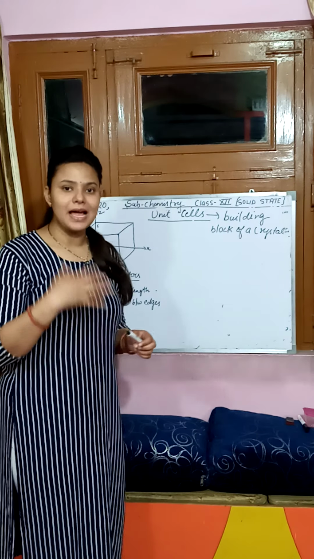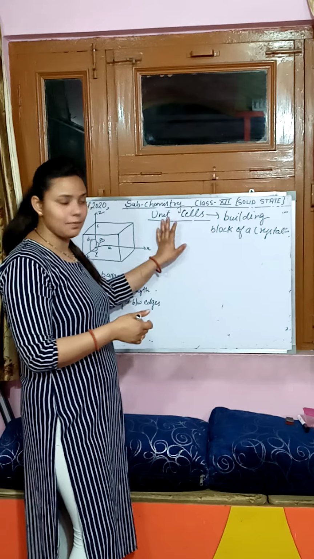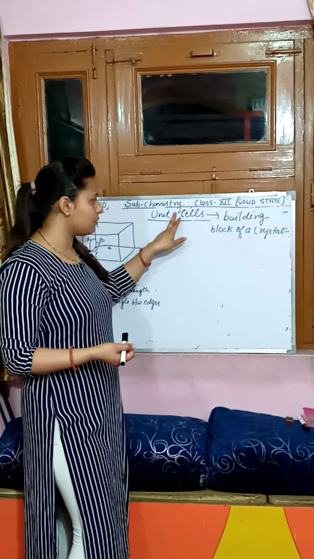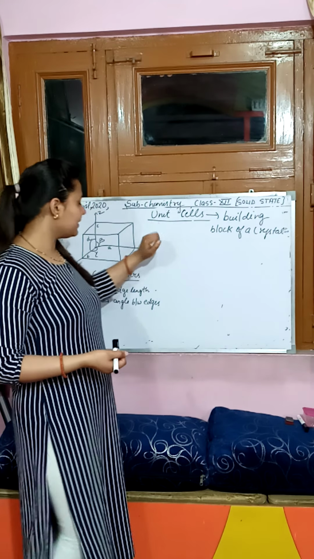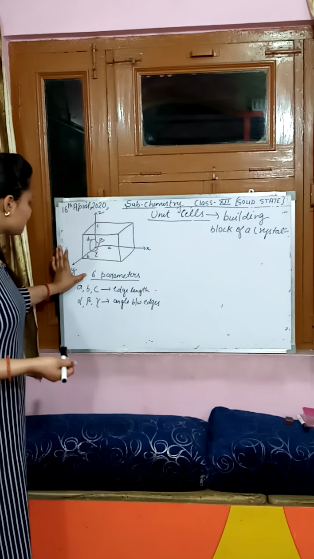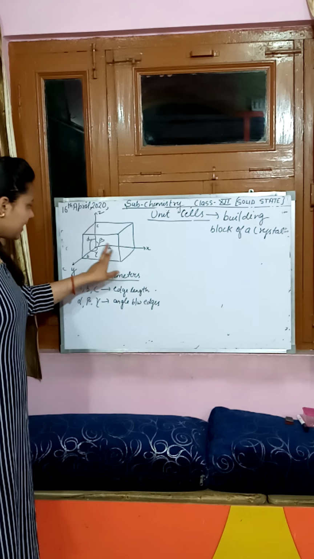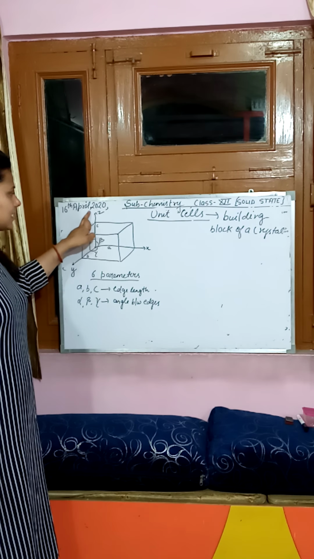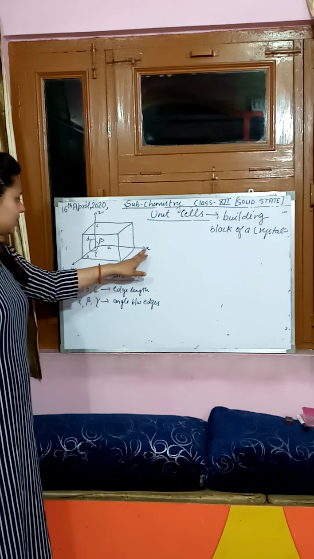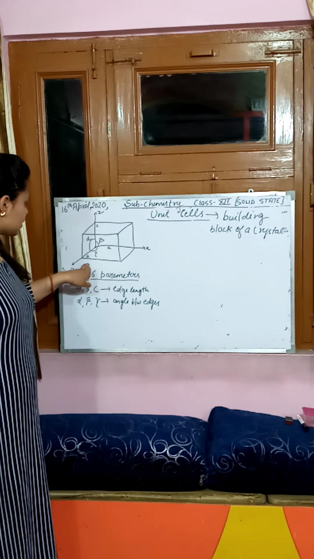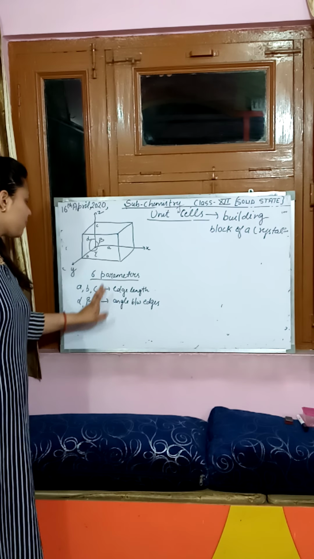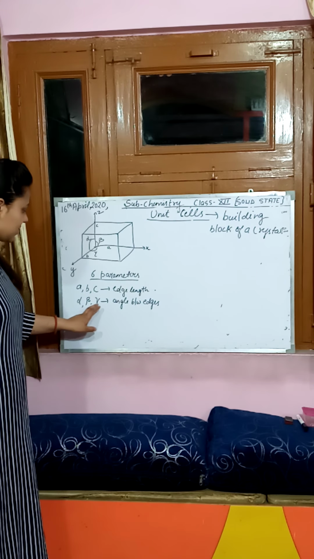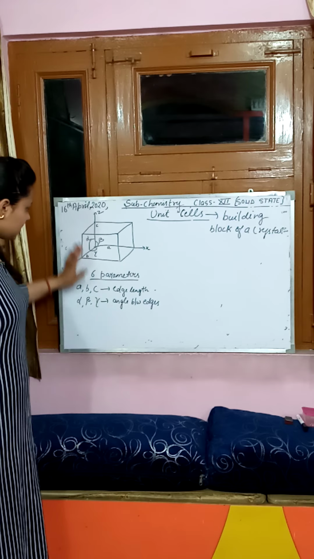I hope you remember that in the last class I discussed the unit cell with a proper example, and I already shared notes with you, so it will be more clear to you. Now in the last class we discussed the 6 parameters of the unit cell. This is a kind of unit cell with the x-axis, y-axis and z-axis. The length from the center to this point is edge length A, this is B and this is C. So we define 6 parameters: A, B, C, which are the edge lengths, and alpha, beta and gamma, which are the angles between the edges.